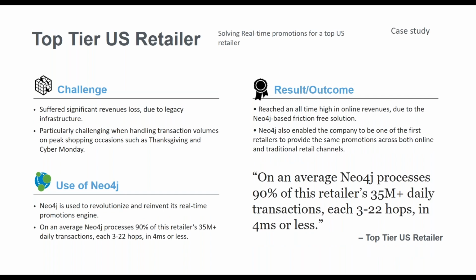And last but not least, a top-tier US retailer was struggling with transaction volumes around peak shopping occasions such as Thanksgiving and Cyber Monday. They were struggling with the legacy infrastructure they had, and they completely reinvented what they did through their promotion engines and so forth by bringing Neo4j into their network. Rather than trying to do these big joins and trying to predict where they needed them, they had all of this data connected up and could quickly traverse the network.